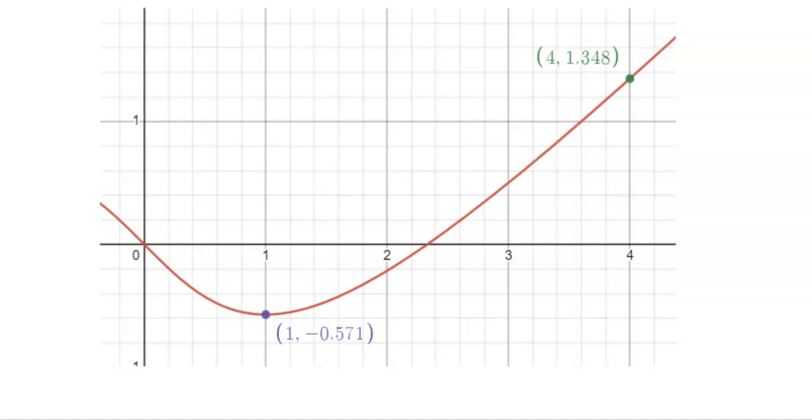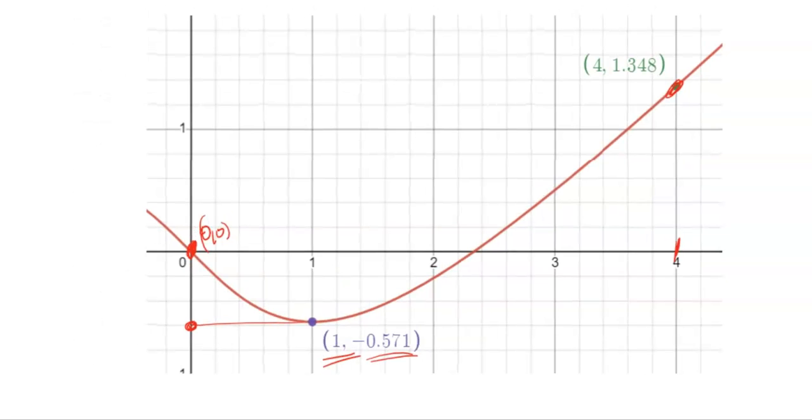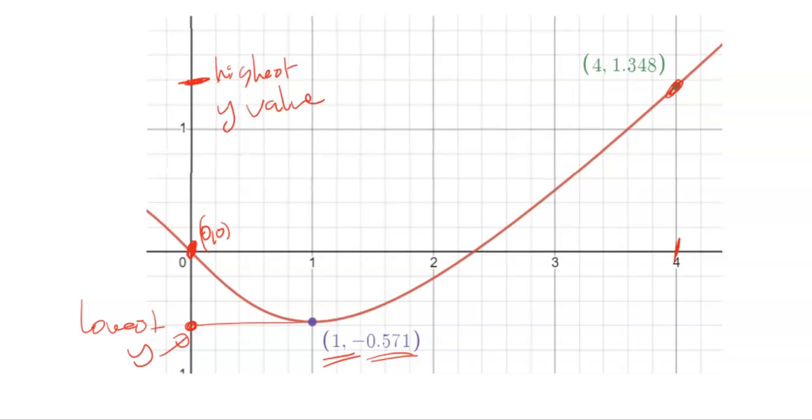And here's a graphical overview of what we've discovered, right? So this is the point 0, 0. When 1 goes in, when you approximate, you get negative 0.571 out, right? So that's about here, okay? And then let's see, when 4 goes in, 1.348 comes out, right? So that's about this value over here, correct? So you see that this is then the lowest y value right there, and then overall this is the highest y value right here. And that's how you can think about these things.